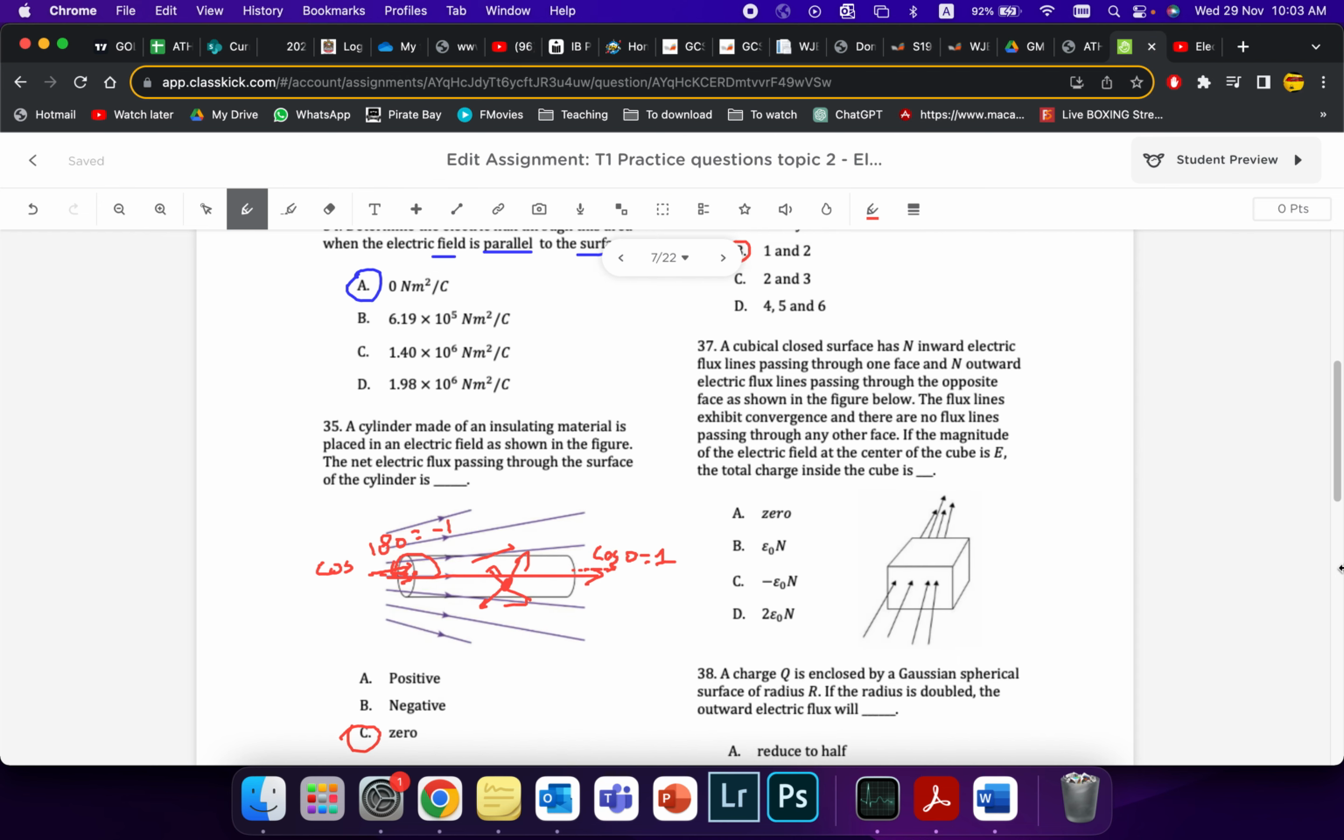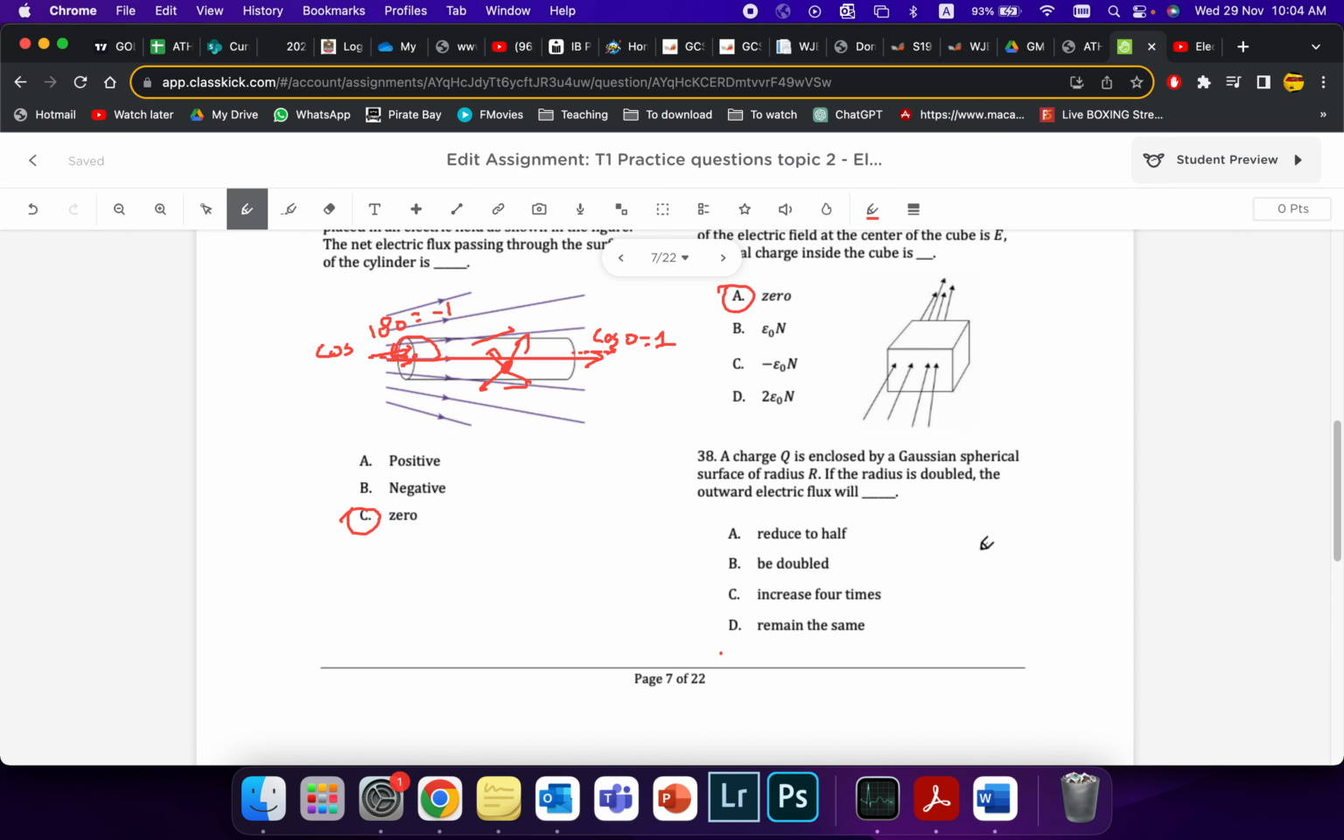Here is a cube. Now we have an inward electric flux passing through one face and the electric flux passing to the outer face. And the field is outside. What is it asking you for? Forget everything. The flux, there are no flux lines passing through any of the faces. If the magnitude of the field at the center of the cube is E, the total charge inside the cube, well, of course there's no charge inside the cube because you would have more field lines coming out than coming in, so that's not happening. So it must be 0 inside the cube.